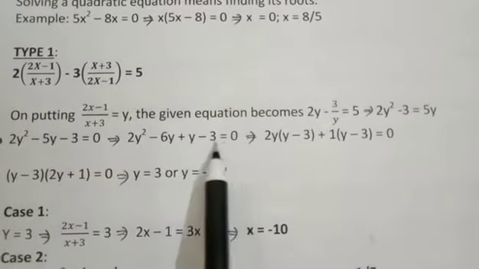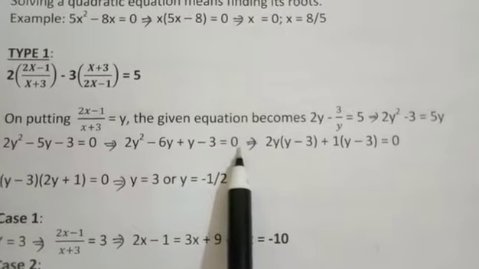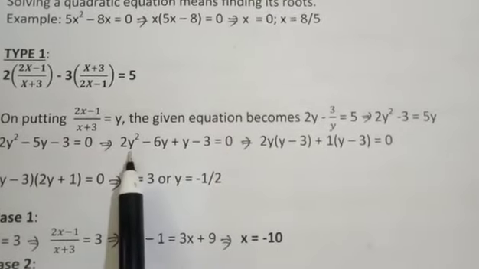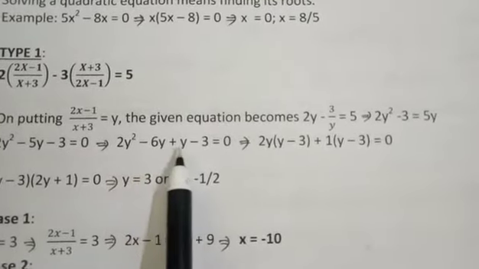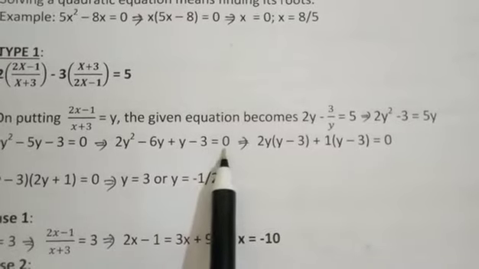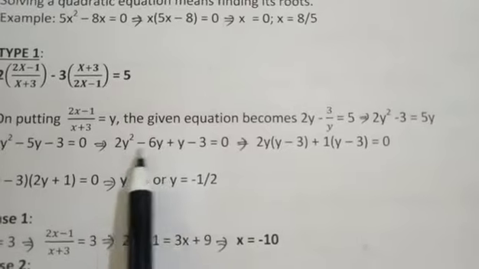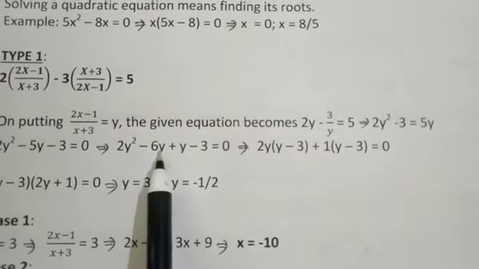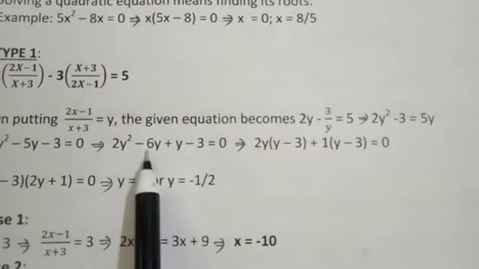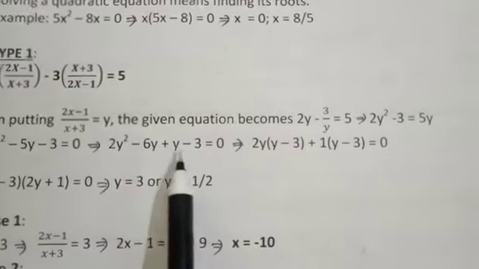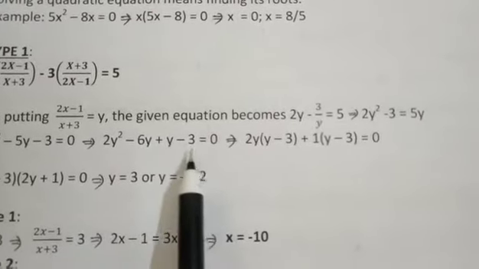And look at the splitting of the middle term. This we have done in class 9. 2y² - 6y + y - 3 = 0. Now after this, we are going to take 2y common between the first two terms, and from the last two terms we will take 1 common.